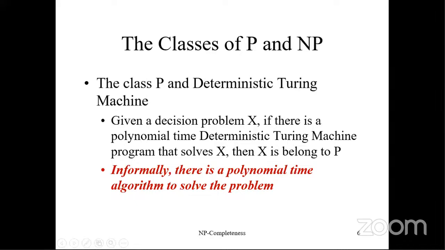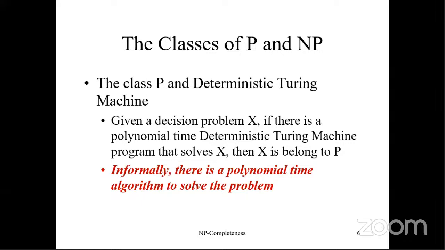We start by understanding the class P and the deterministic Turing machine. So if you are given a decision problem X, if there is a polynomial time deterministic Turing machine program that solves X, then X belongs to P.